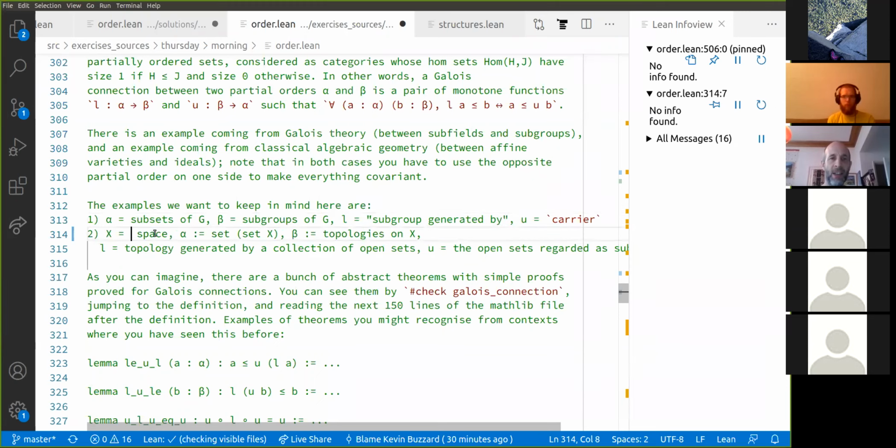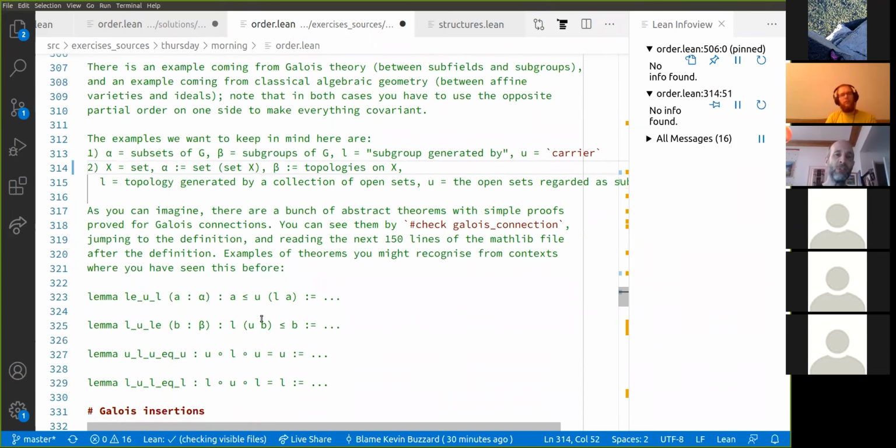If X is a type, X is a set, and alpha is the collection of subsets of X, sets of subsets of X, and B is the topologies on X. Now, a topology on X is a collection of subsets satisfying some axioms. So given a topology, we can get a collection of subsets, but given a collection of subsets, we can make a topology by looking at the topology generated by these subsets.